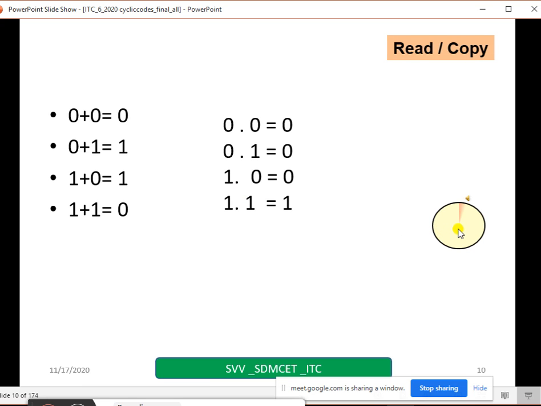Take 15 or 30 seconds. All of you know all these things; we have already used them. 0 into 0, 0 into 1, 1 into 0, 1 into 1 equal to 1. And mod 2 addition also we have discussed. Mod 2 arithmetic we know. Just as a revision. So let us go to the next.